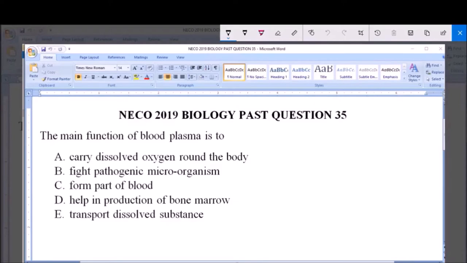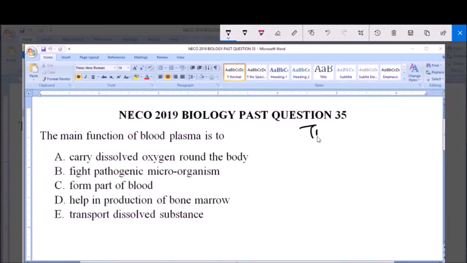I will be answering NECO 2019 biology past question 35. The main function of blood plasma is to: A. Carry dissolved oxygen around the body. B. Fight pathogenic microorganisms. C. Form parts of blood. D. Help in production of bone marrow. And E. Transport dissolved substances.